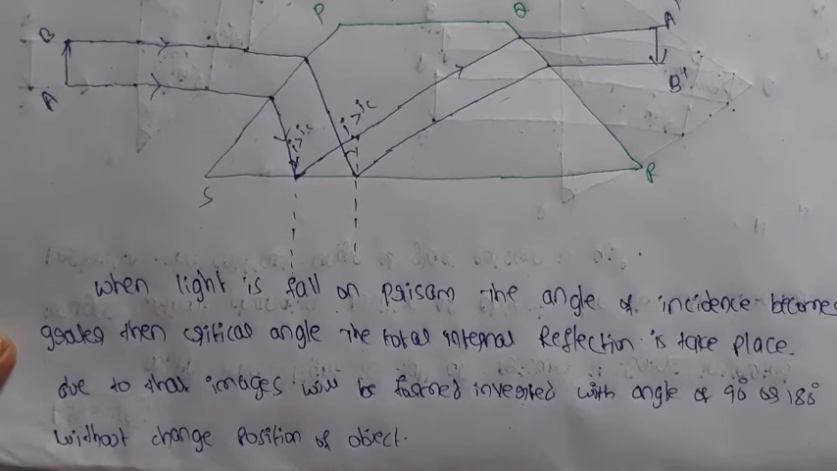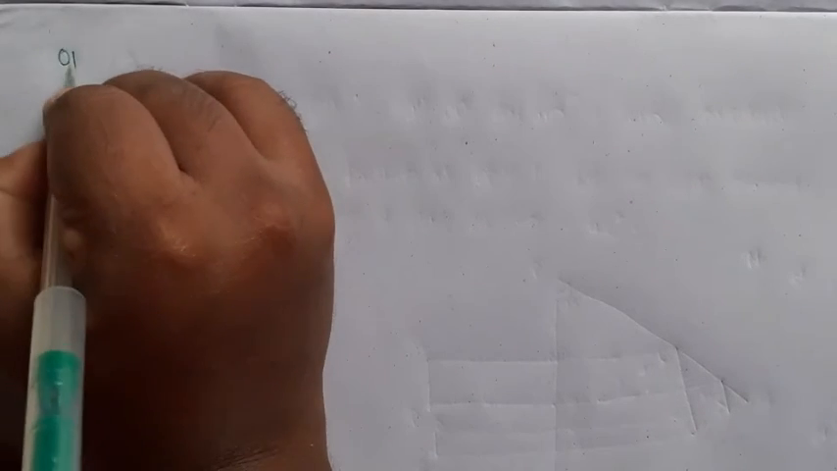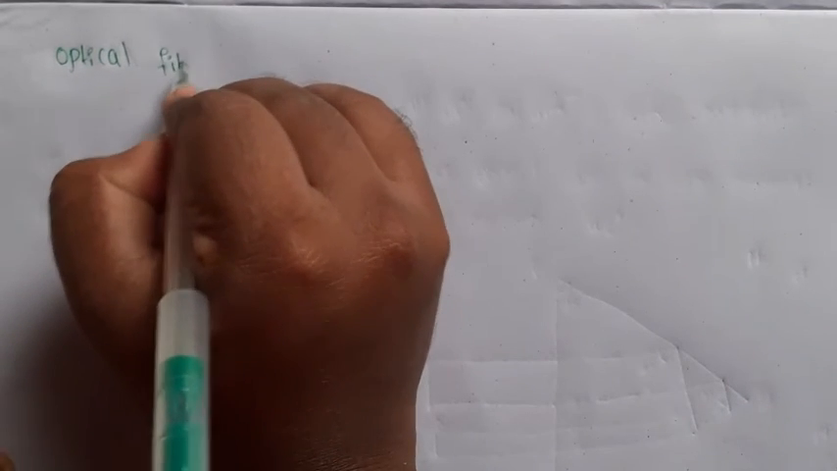Here, in the case of a prism, inverted images are formed only due to the application of total internal reflection. Okay, that's why this is one of the applications of total internal reflection. Next, one more application of total internal reflection is optical fiber.